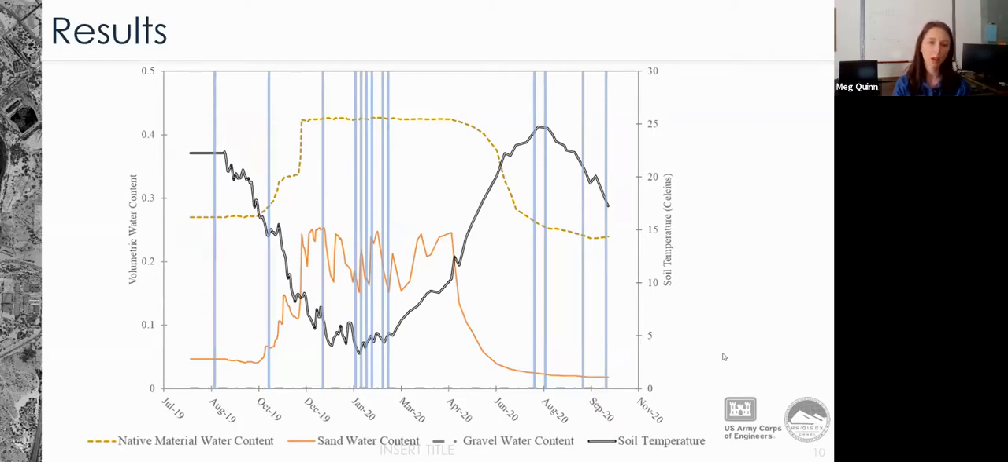The double black line, if you can see it, is the soil temperature. The temperature in all three soil types was very similar. Therefore, there's only one line plotting soil temperature change over time. The vertical blue lines indicate days on which, in the following slides, I'm just going to show you test data collected. So they're data collect days.